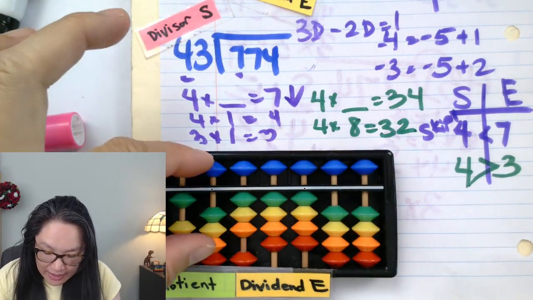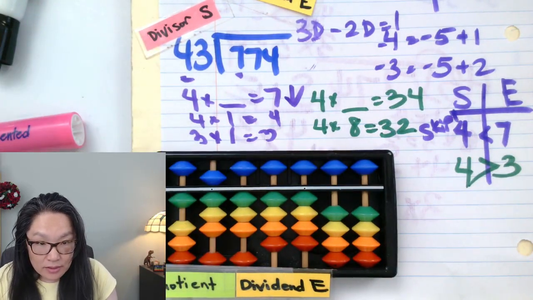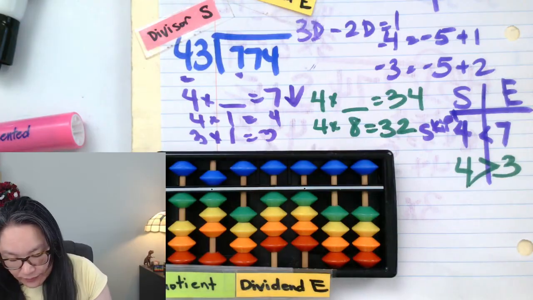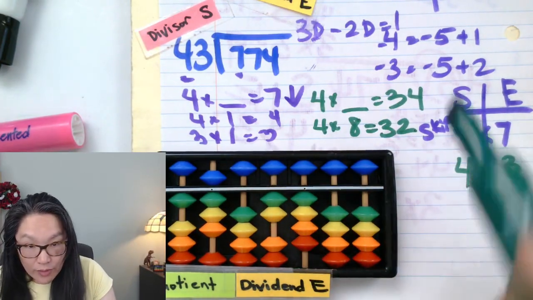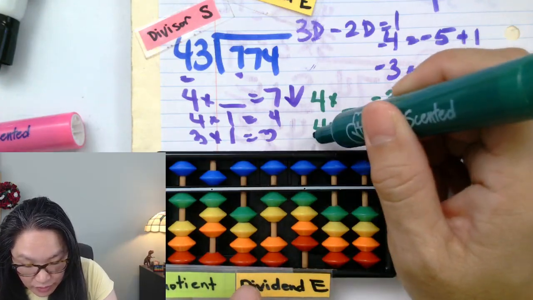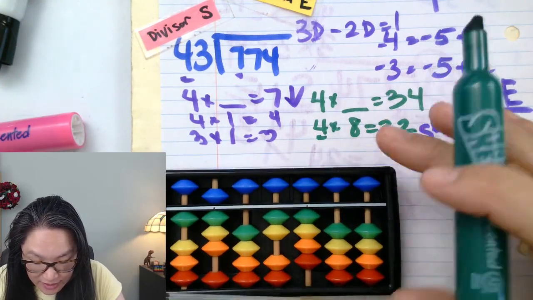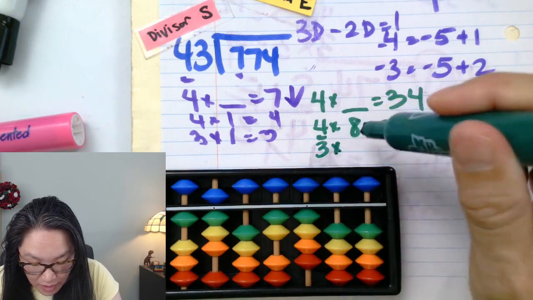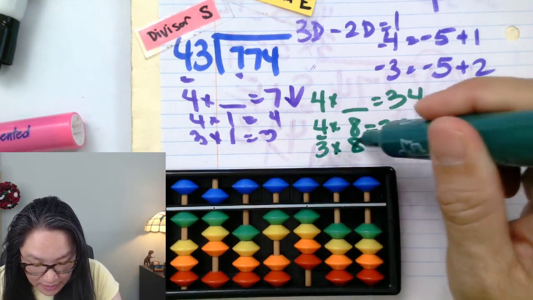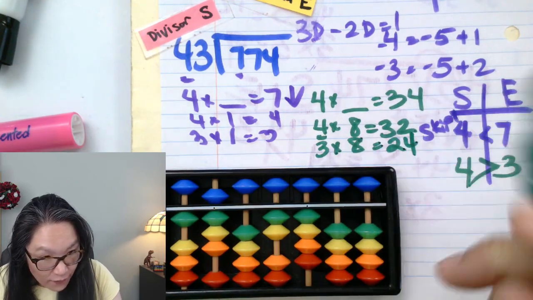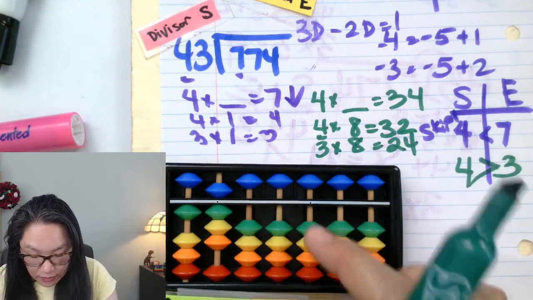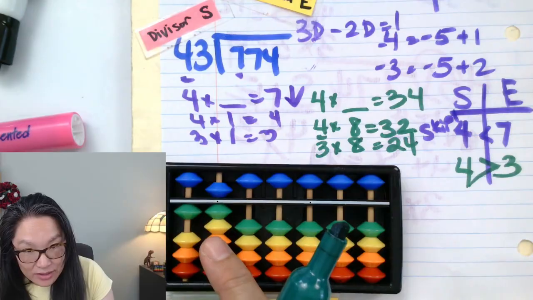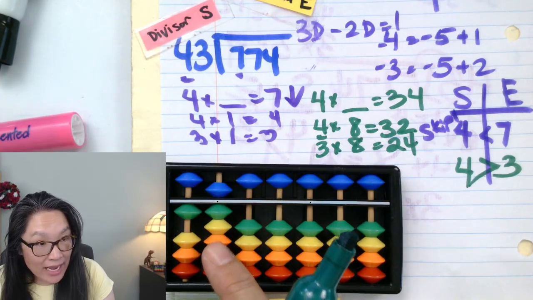So I add my 8 on my abacus. I take away 30 and I take away 2. Remember, whatever I do to the first dividend, I got to do it to the second dividend. 3 times 8 is equal to 24. I take away 20 and I take away 4. I don't need to add 8 to the abacus because I already added the 8.